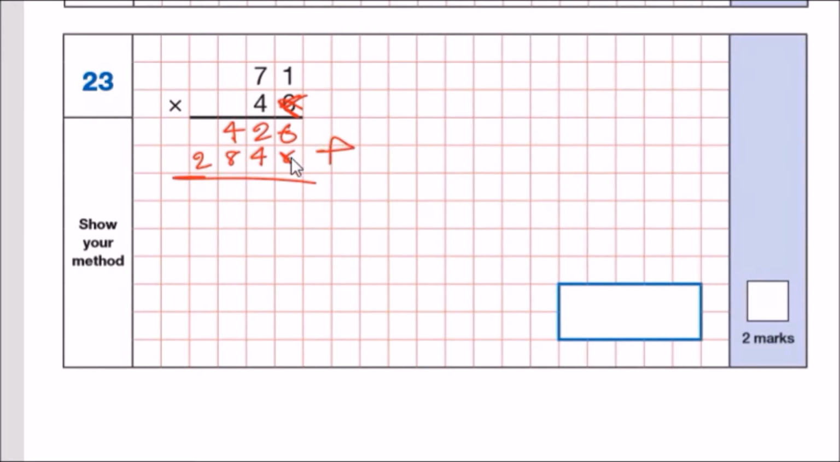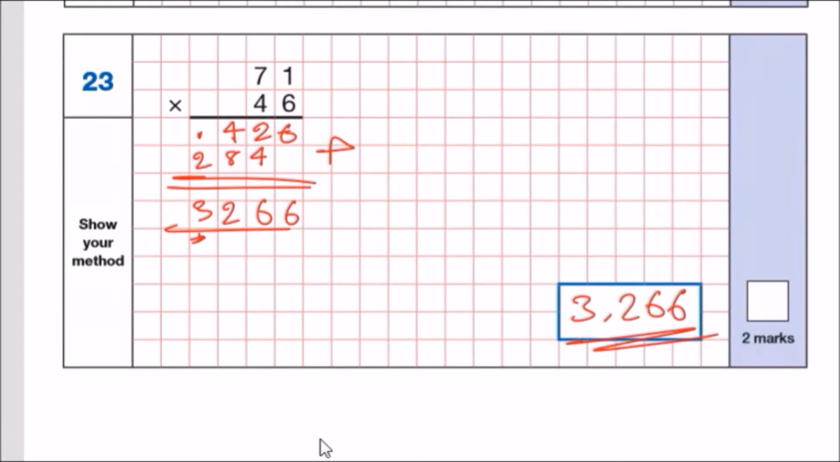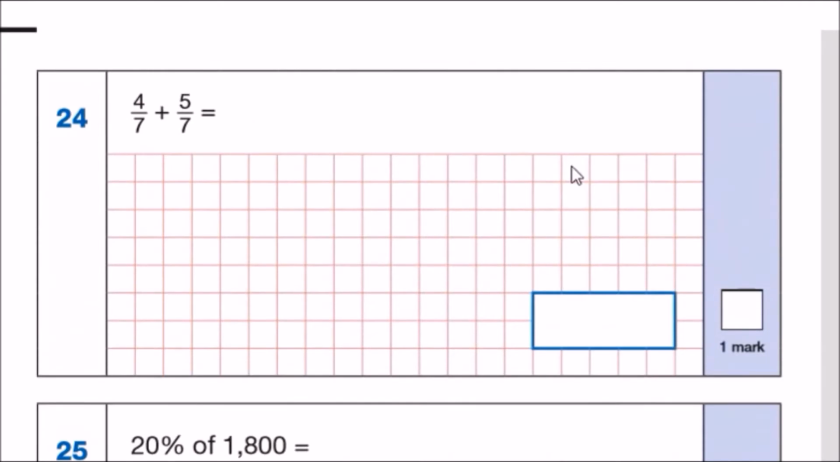And now we just add them up. Remember this one is a gap, so we don't need to worry about it. So 6 add nothing is 6, 2 add 4 is 6, 4 add 8 is 12, carry the 1, put it up here, 1 add 2 is 3. And that's it, the answer is 3,266. Okay, good stuff, man. Let's move on to the next one.